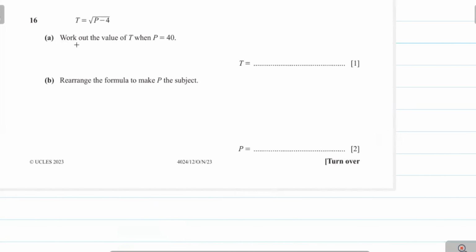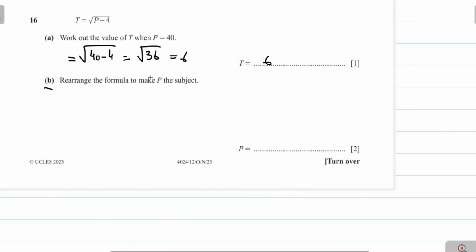Question 16, part A, t equals the square root of p minus 4. Find the value of t when p is 40. You see here, we write 40 in place of p, square root of 40 minus 4. This will be square root of 36, and the square root of 36 equals 6. And this is the value of t.